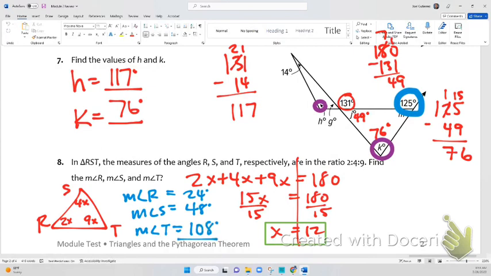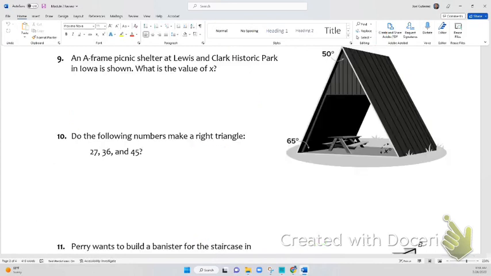Those three angles should add up to 180. And if my math serves me properly, those should add up to 180. So your final answer will actually be these values here, the 24, the 48, and the 108.